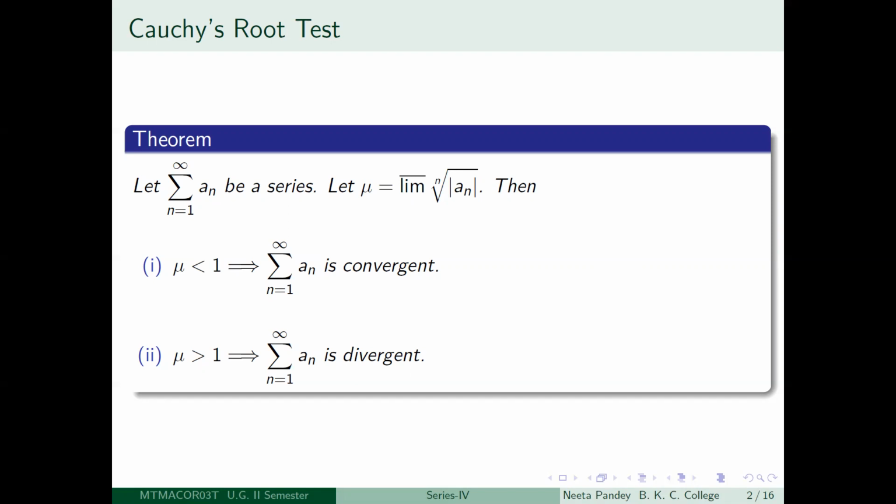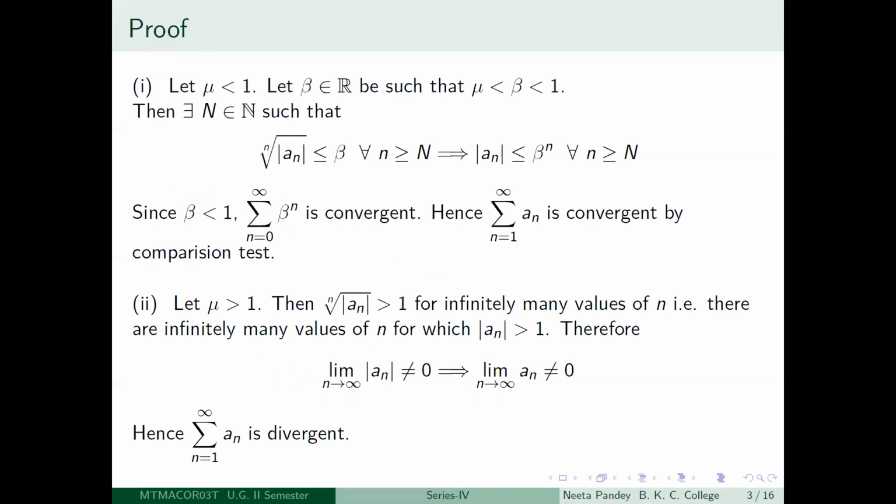Okay, so the first part is that suppose your mu is less than 1, then you wish to prove that the series converges. Since mu is less than 1, you can always choose a real number beta, so that mu less than beta less than 1, right? And we are going to use this beta to get a nice geometric series. How do we do that?